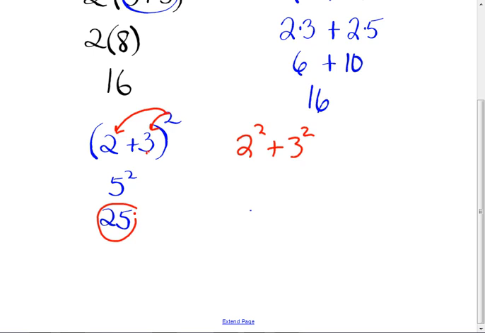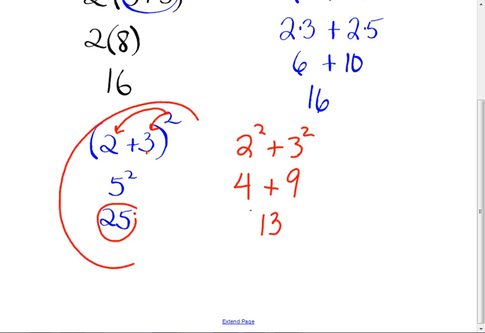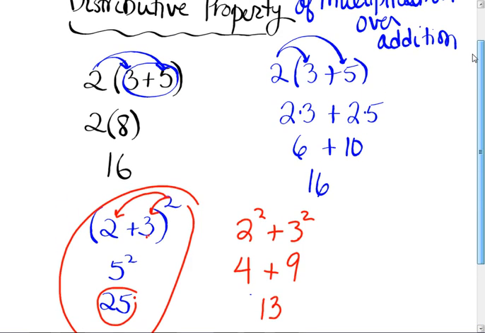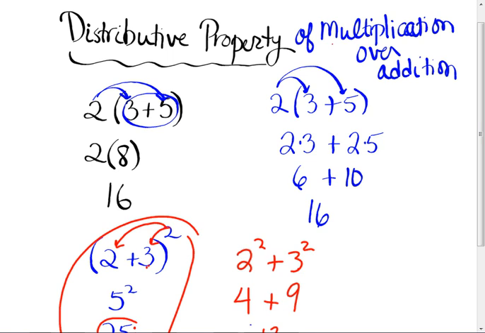Okay. What about this one? This gives you what? 4. What's 3 squared? Not 6, but 9. That gives you 13. I believe this one's true. So guess what? That can't happen. So when we talk about distributive property, you have to watch your operations. I have to have multiplication over addition.